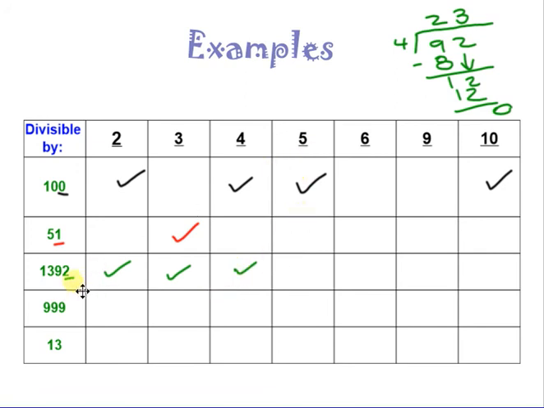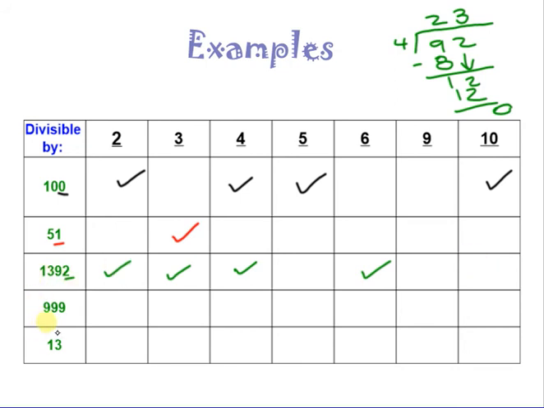5 does not work because it ends in a 2. 6 does work because 2 and 3 both work. Let's see if 9 works. So it was 1 plus 3 is 4. 4 plus 9 is 13. 13 plus 2 is 15. 9 would not work. And 10 would not work because it does not end in a 0.